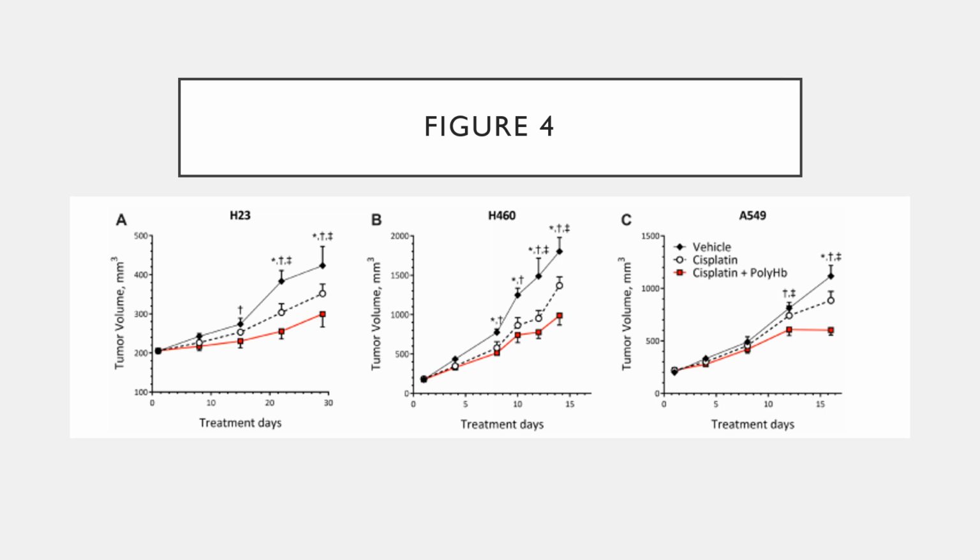However, the A549 tumor showed very little difference until the 12th day of treatment, when the cisplatin in combination with polymerized hemoglobin treatment showed a significantly smaller tumor volume than the other two groups. So here, the cisplatin and the vehicle groups look similar in volume. This changes on the 16th treatment day, when the tumor treated with cisplatin was significantly smaller than the vehicle, and cisplatin in combination with polymerized hemoglobin was significantly smaller than the cisplatin treatment.